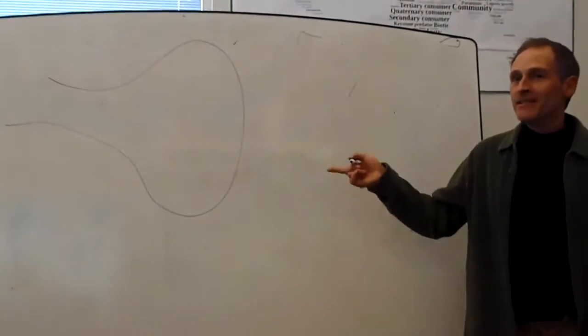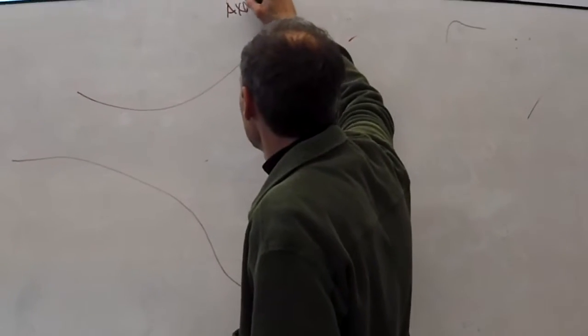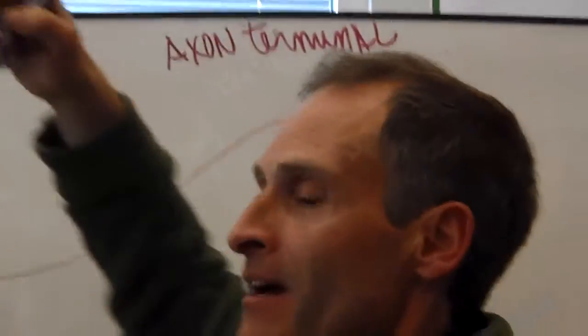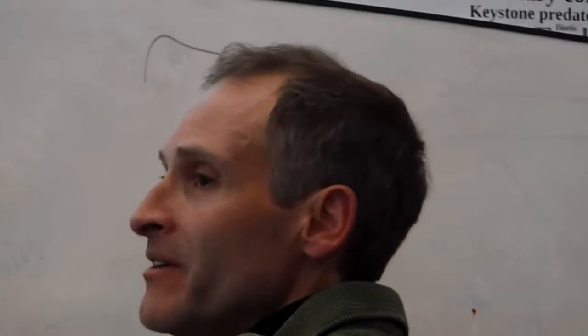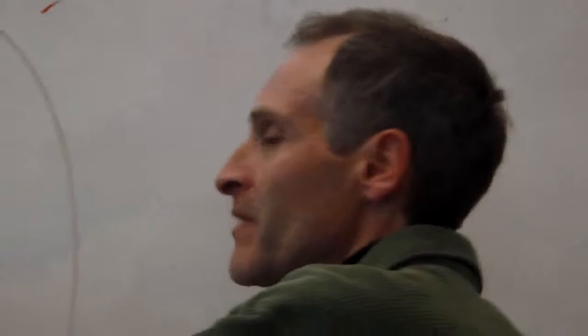So this is a terminal button. This is an axon terminal. By the way, the heading on all those pictures that we just drew was action potential. So if you could put the word action potential, I never put it up here. But that's an action potential. This one is called neurotransmitters, the transmission of the electrical signal from axon terminal to dendrite.